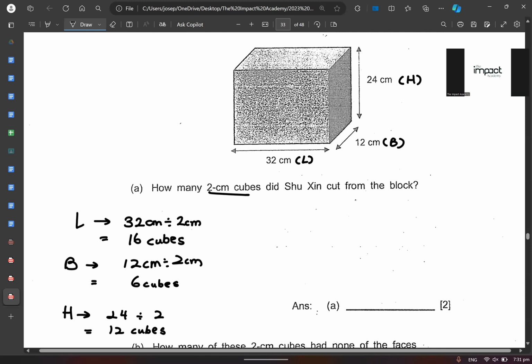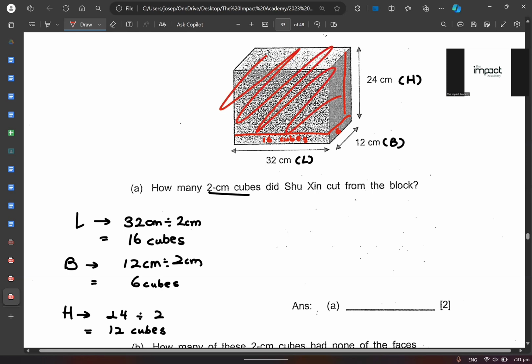Now, of course, is this all that she has cut from the block? No, because she has cut more than that, right? These 16 cubes are basically over here only. Am I making sense? Where are these 6 cubes? The 6 cubes are basically over here. Where's the 12? The 12 is basically over here. Am I making sense? But I want everything.